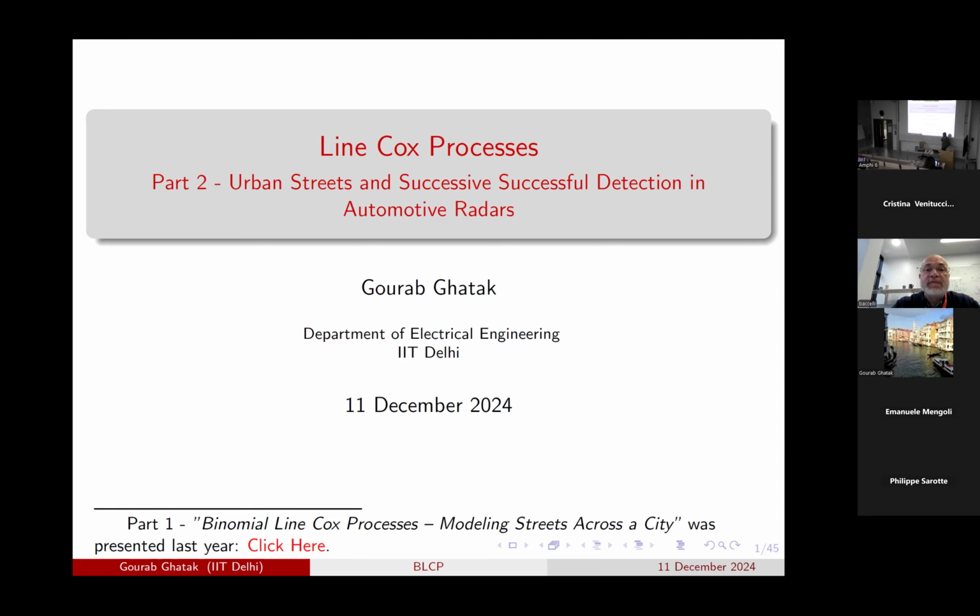It's part two of the talk. I'll share these slides after the talk. Part one was presented here last year. It was about a new line process that we were developing called the binomial line Cox process. I'll do a brief recap of that talk so that we come back on the same page, and then continue to discuss urban streets and this new parameter called successive successful detection in automotive radars.